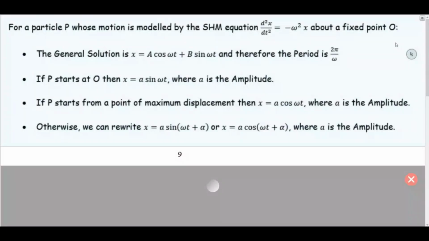Can I just remind you of what happened in the previous lesson? In the previous lesson, we introduced simple harmonic motion, SHM. Simple harmonic motion occurs when you have an object moving in such a way that there is a force acting on it which is directed towards the origin, its equilibrium position, O, and is proportional to its displacement from that position.